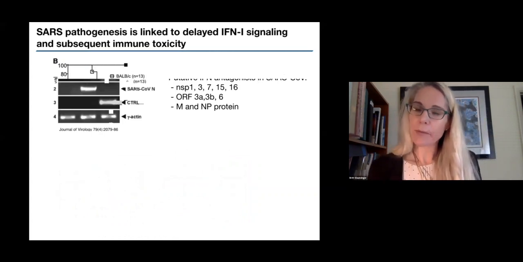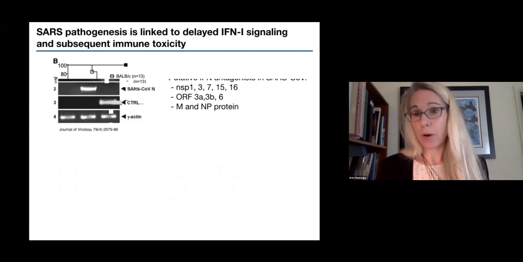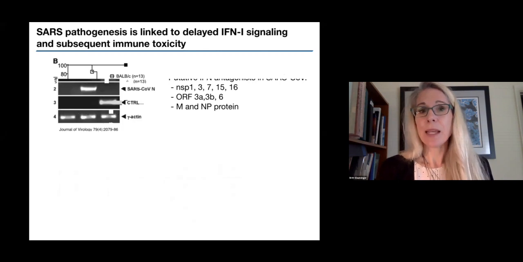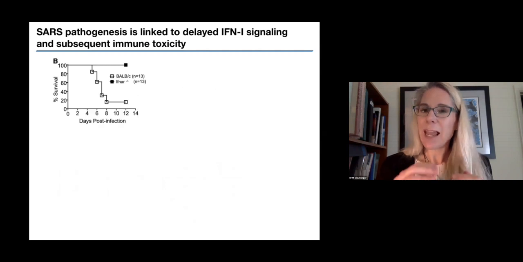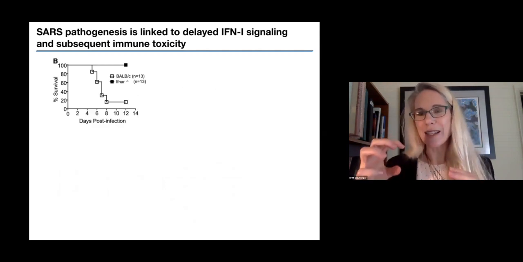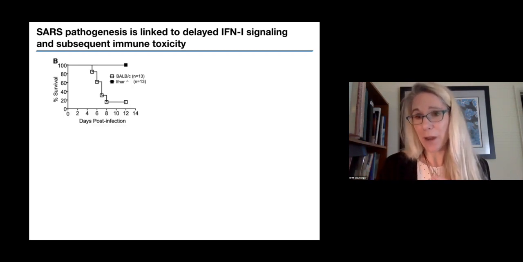So this model has emerged in the field that pathogenesis of these viruses, and this is thinking about now SARS coronavirus, where much of this work has been done, is linked to this delayed interferon signaling. And that delayed interferon signaling allows the virus to take hold replication-wise, and then the host induces a late immune response, but one that is less efficacious against reducing the virus and more toxic against the host itself.